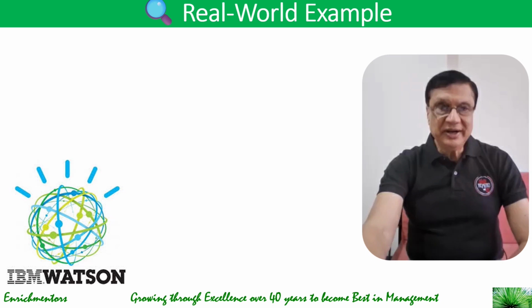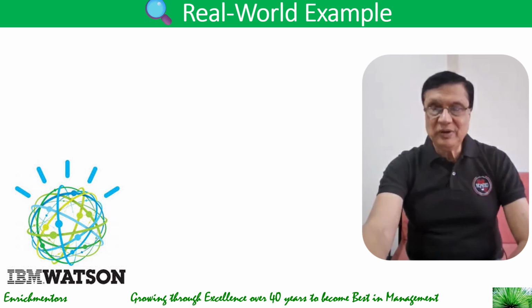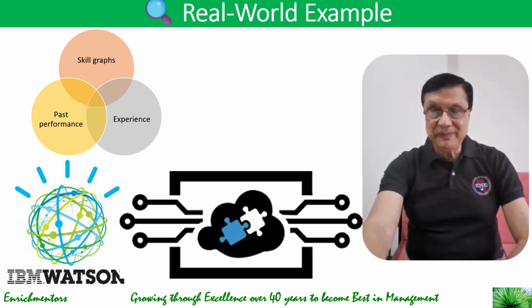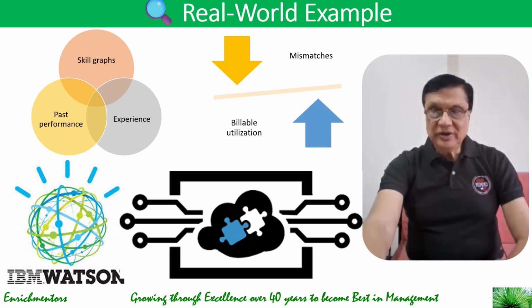Let's take a look at a real world example. And here we have an example of IBM Watson talent frameworks. Here IBM uses AI to match consultants to projects by analyzing skill graphs, experience, and past performance. And this has helped IBM increase billable utilization and reduce mismatches. So that's a real world example of using task and resource matching to get the best output.